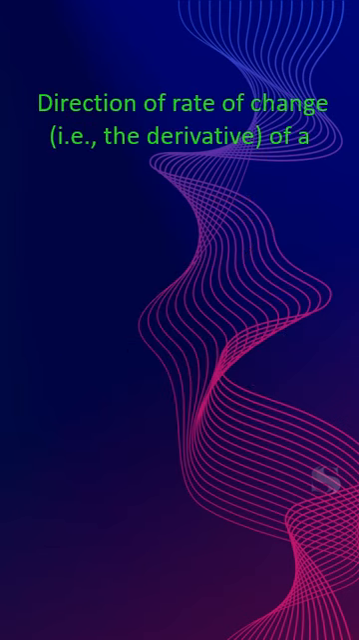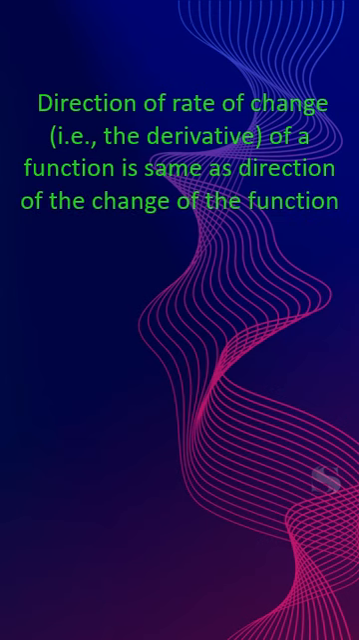Fourth, the direction of the rate of change, that is, the derivative of a function at a point, is the same as the direction of the change of the function itself. This is a very significant appreciation of the relationship between the derivative direction and the function direction at a point. And this is at the core of the intuitive appreciation of the derivative of a function at a point.